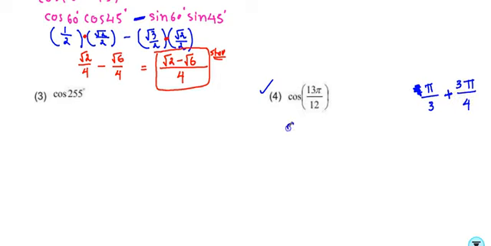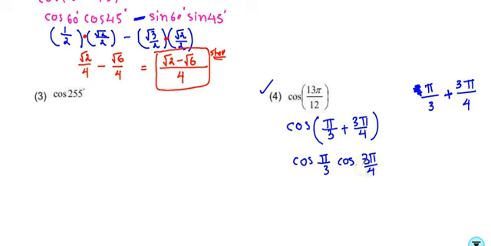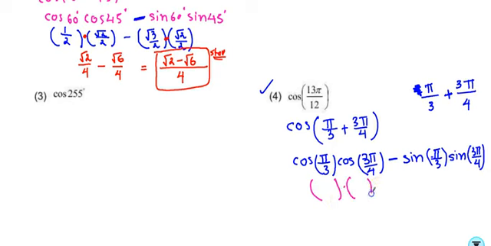Yes, this will work. So cosine of pi over 3 plus 3 pi over 4: cosine pi over 3, cosine 3 pi over 4. Remember, these are the angles. If you want, you can put a parenthesis, minus sine pi over 3, sine 3 pi over 4. Very similar. Now, all we need is the unit circle ratios, not the degree. You are not changing to degree.